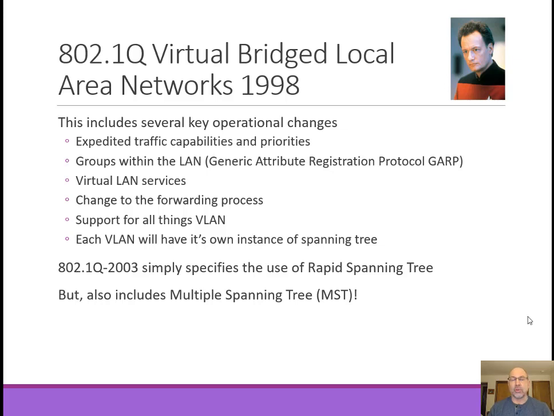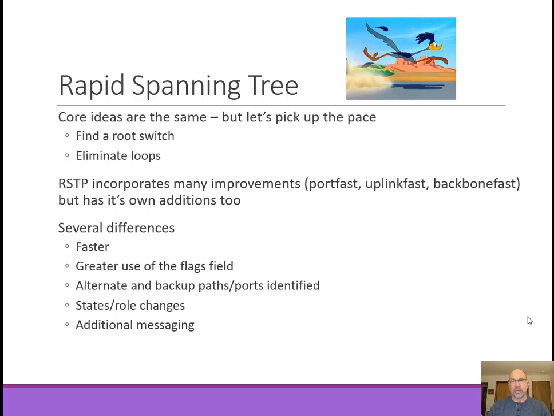And 802.1q 2003 just simply says, yeah, we're doing rapid spanning tree. But there's also a clause in 802.1q that specifies the use of something called multiple spanning tree. We'll talk about that a little later on. So rapid spanning tree, what are some of the big differences? Well, first of all, maybe we'll say that a lot of it is the same. The timers, the BPDUs, in many ways are the same, at least as far as the comparison algorithm is. We're still going to find a root switch. We're still going to eliminate loops. We're still going to have the same exact comparison algorithm being used.